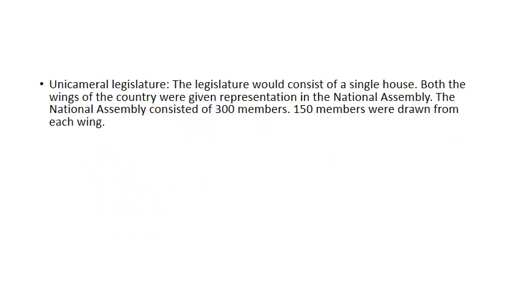And next is that the Constitution of 1956 introduced a unicameral legislature. A unicameral legislature is a legislature in which there is only one house. So only one house was made, that was the National Assembly. The legislature consisted of a single house. Both wings of the country were given representation in the National Assembly. The National Assembly consisted of 300 members and 150 members were drawn from each wing.